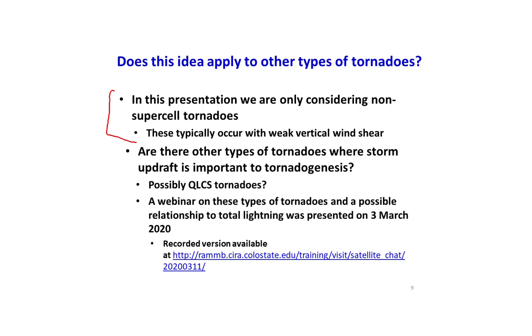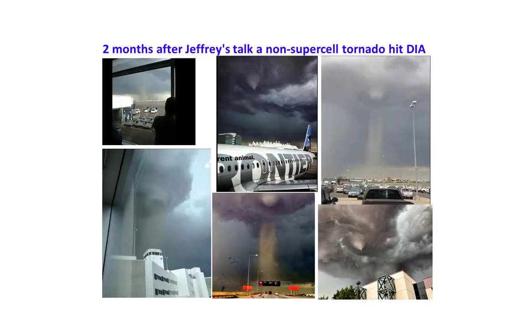And we had a presentation recently, which is recorded, and the recorded version is down here on our visit page. I think it was a forecaster from Alabama, one of the WFOs there, and he talked about QLCS tornadoes and showed some lightning data that was kind of intriguing. If there's any tornado where the updraft may also be pretty important to the actual tornado genesis, it could be these QLCS tornadoes. But today we're going to discuss simply the basic non-supercell tornadoes.